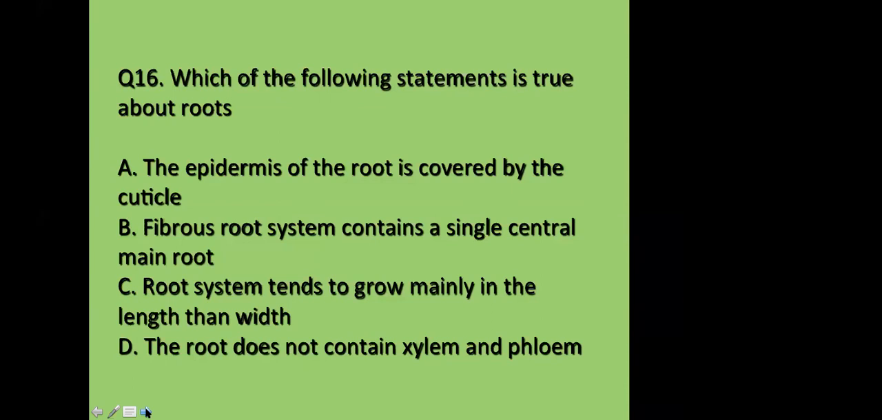Yes, fine. Okay. Okay, David, can you tell me what is your answer? Root system tends to grow mainly in the length than width. C. Okay. Correct. So the correct answer for this question is option C. The root system tends to grow mainly in the length. Okay, you might have seen that mainly the roots will be increasing in the length when compared to the width. Width also increases, but not as compared to the length. So the right answer for this question is option C. The root system tends to grow mainly in the length.